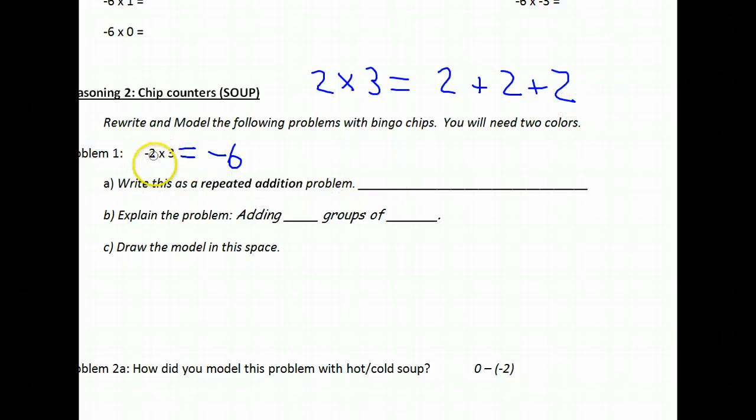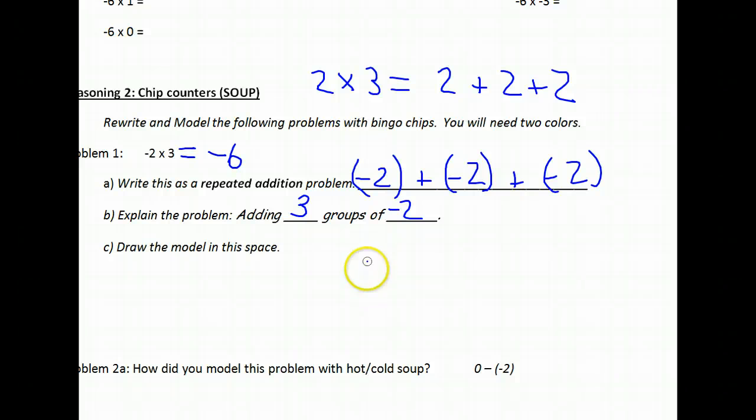Just because this first factor is negative, it doesn't change the concept. All we're doing is adding 3 groups of negative 2 this time. So it would be negative 2 plus negative 2 plus negative 2. And you know how to add integers. You've got 2 negatives, you add 2 more, that means you got 4 negatives, you add 2 more, you got 6 negatives. In our soup model, what we'd be doing is adding in a group of 2, add in another group of 2, and another group of 2 to have 6 total negatives.